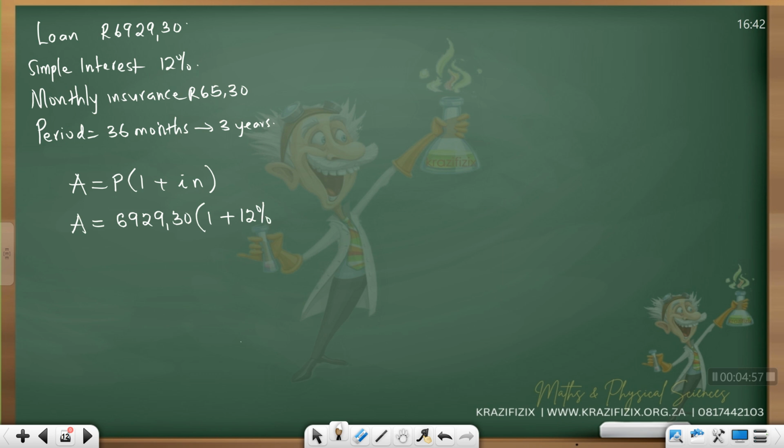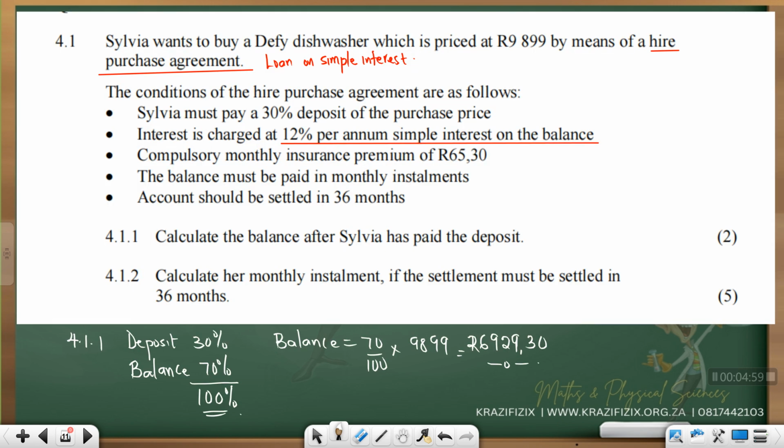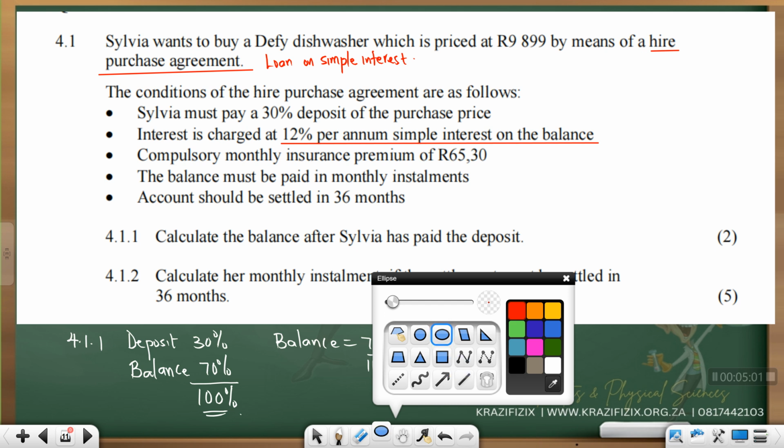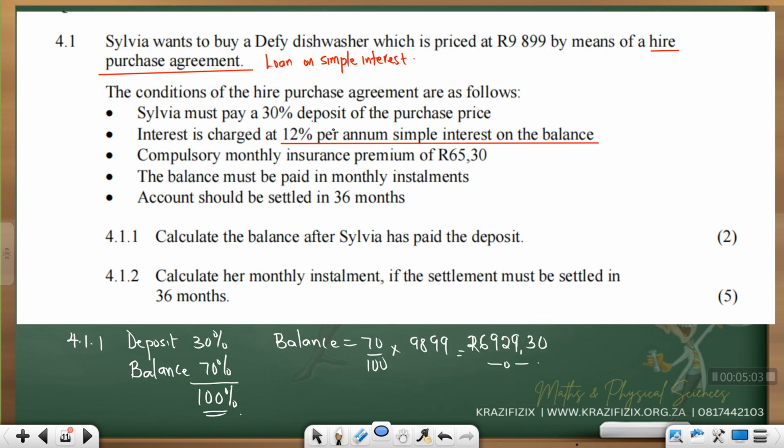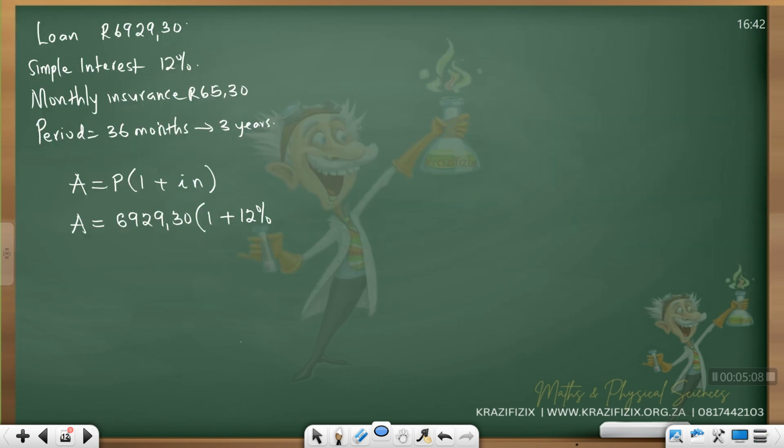Now check this. It is 12% per annum. You need to always check again. The word annum means year. It means my n should also be in years. And how many years is that? Times 3. Please give me an answer to that as quickly as you can.